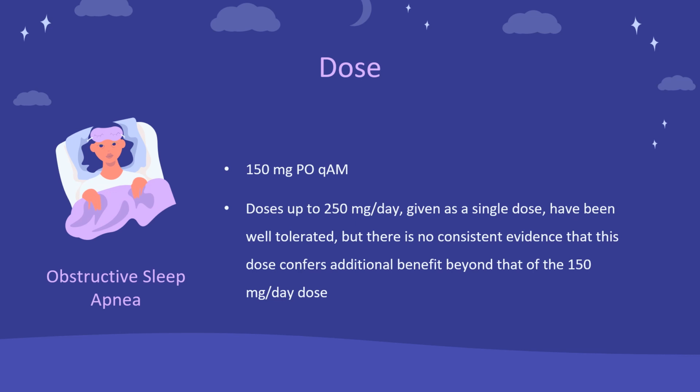Narcolepsy. Indicated to improve wakefulness in adults with excessive sleepiness associated with narcolepsy. 150 to 250 mg PO QAM. Shift work sleep disorder. 150 mg PO as a single dose 1 hour before patient's work shift.